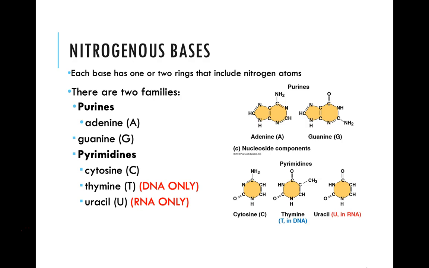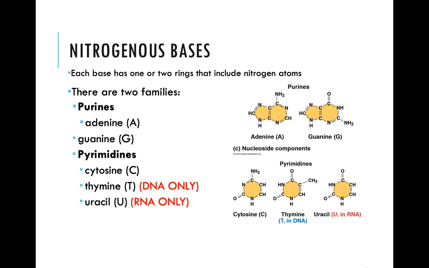Your purines are adenine and guanine, and they always pair with one of the pyrimidines. I remember these by the pyrimidines having Y's in the name. So pyrimidines are cytosine and thymine. And the fact that the purines have two rings and they bond with a pyrimidine that has one is going to be important for the structure in just a minute.